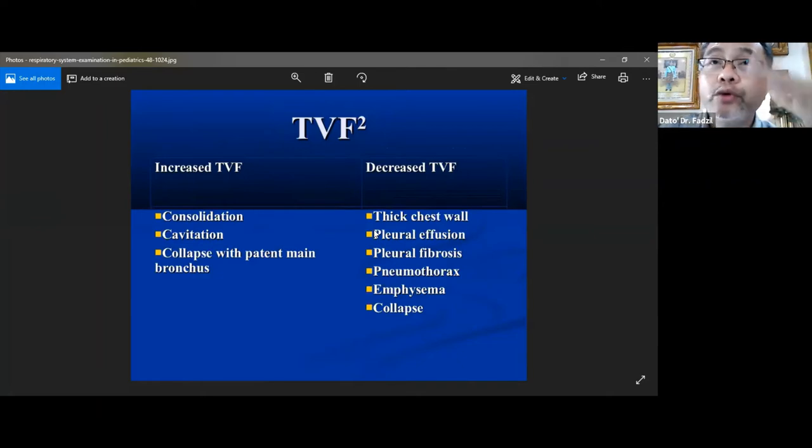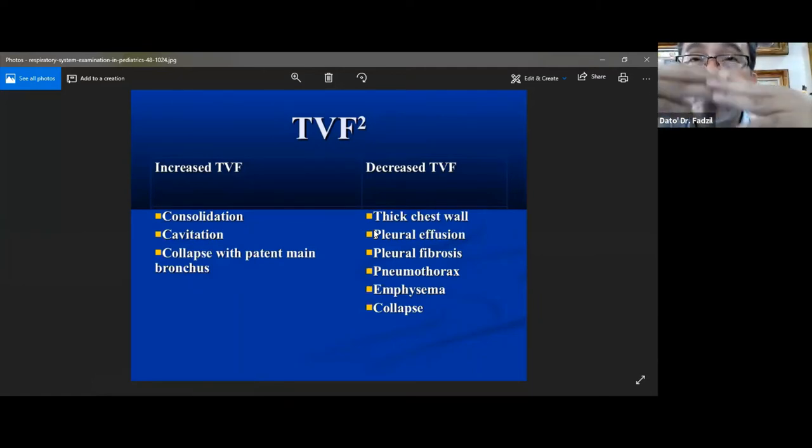So you remember inside the chest there are the lobes, but when you examine, you use the upper zone, mid zone, and lower zone. The first two ribs will be the upper zone, ribs 2 to 4 the mid zone, and ribs 4 to 6 the lower zone. You examine that way. But when you put your hand, you can roughly figure out which lobe you are examining. So when you examine, use the zones.